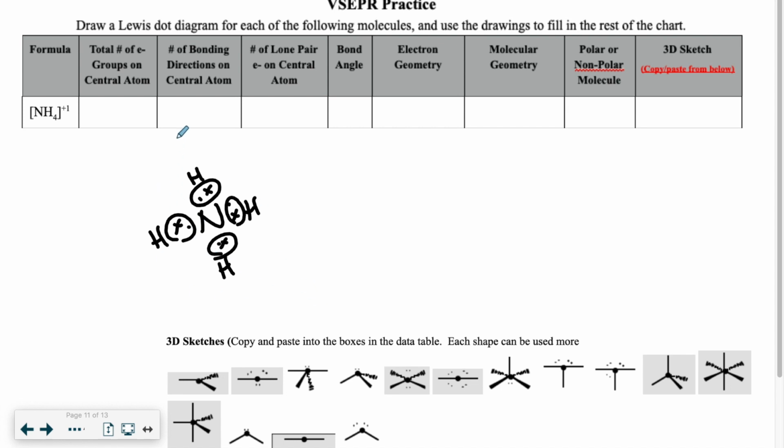Alright, so this is going to be my structure. I have 4 bonding directions, 0 lone pairs, so a total of 4 electron groups. It's going to be part of the tetrahedral family. There's also a tetrahedral molecular geometry because it's 4 and 0. Bond angle is going to be 109.5 degrees, and this one actually is exactly 109.5 degrees because there are no lone pairs around our central atom. For our 3D sketch, we want the tetrahedral, which would be right here.